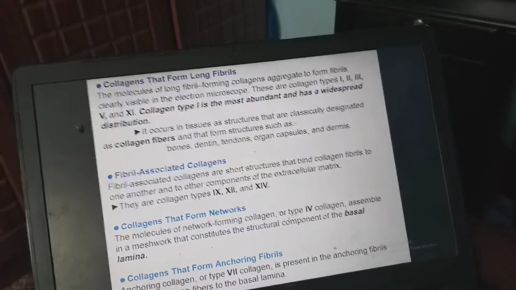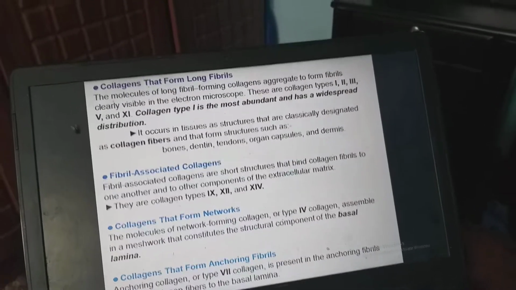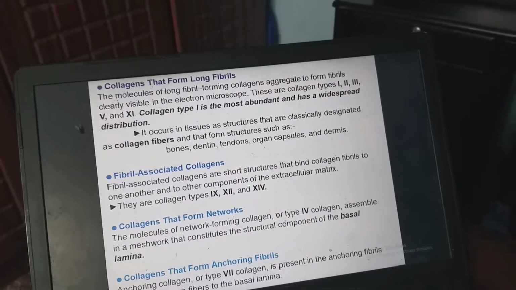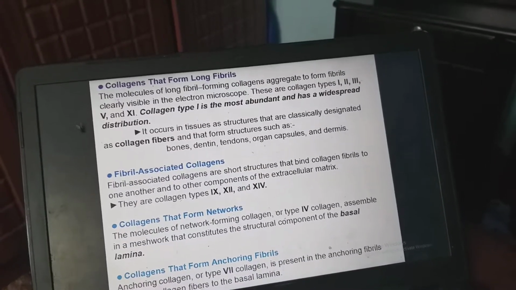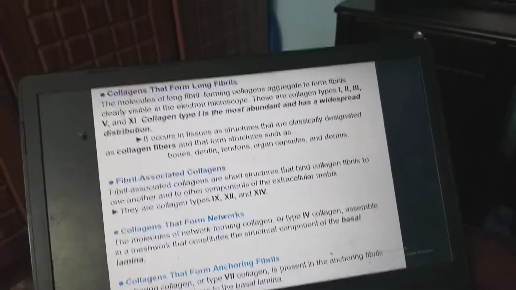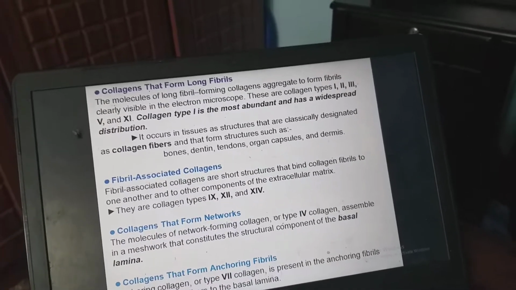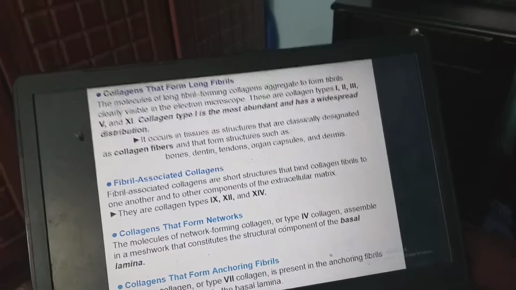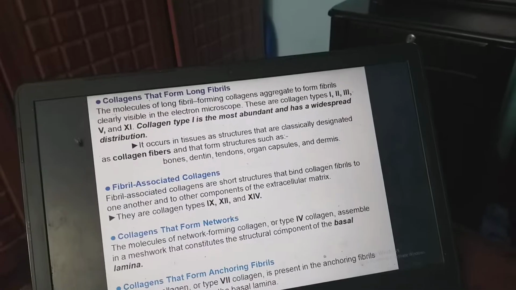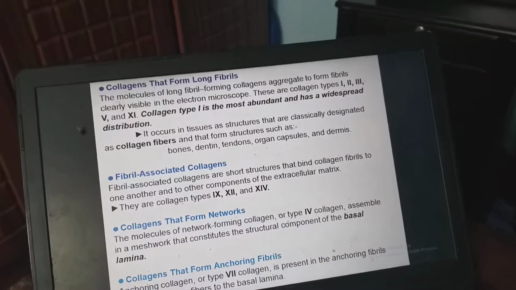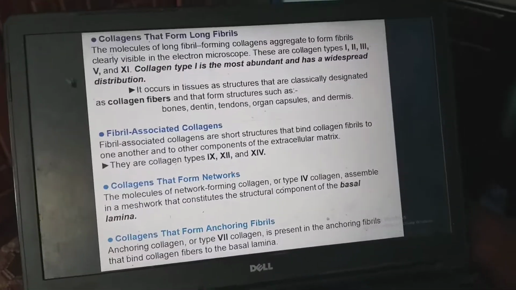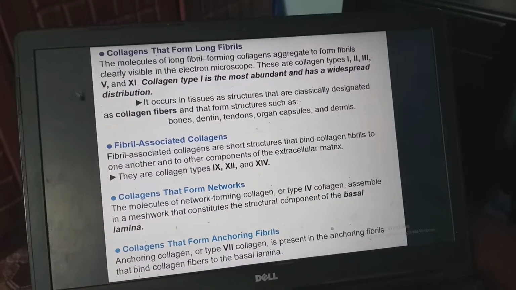The second one is fibril associated collagen, or collagen that forms short fibrils. They form short fibrils which are used to attach collagen fibers to one another and to other components of the extracellular matrix, like collagen type 9, type 12, 14. These are fibril associated, or those which form short fibrils.